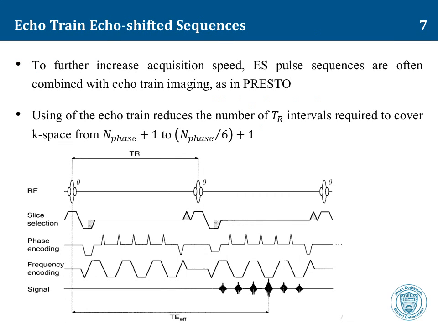To further increase acquisition speed, ES pulse sequences are often combined with echo train imaging as in PRESTO. This figure shows a representative pulse sequence diagram for PRESTO. As in figure for the strategy number 1, modified gradient lobes on the slice selection waveform delay the echo formation by 1 TR interval. The frequency encoding waveform now contains a train of EPI type readouts.